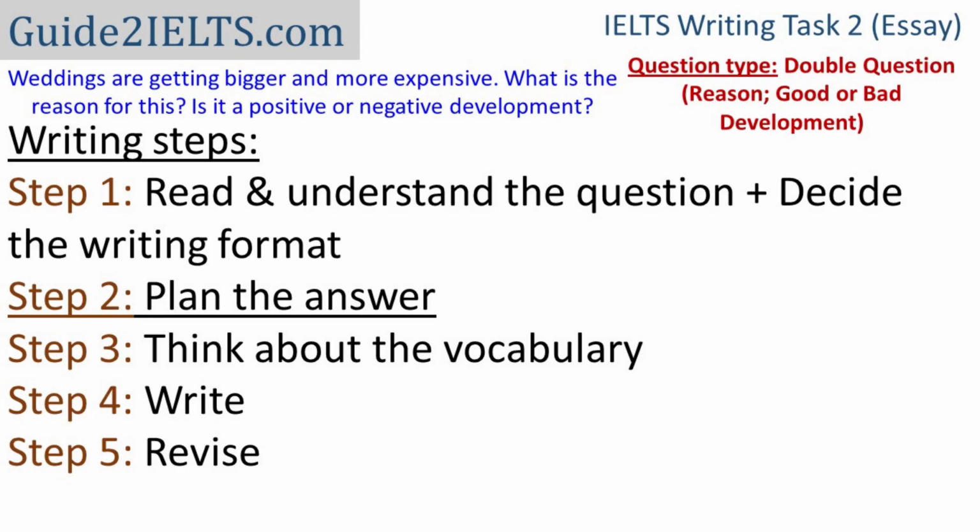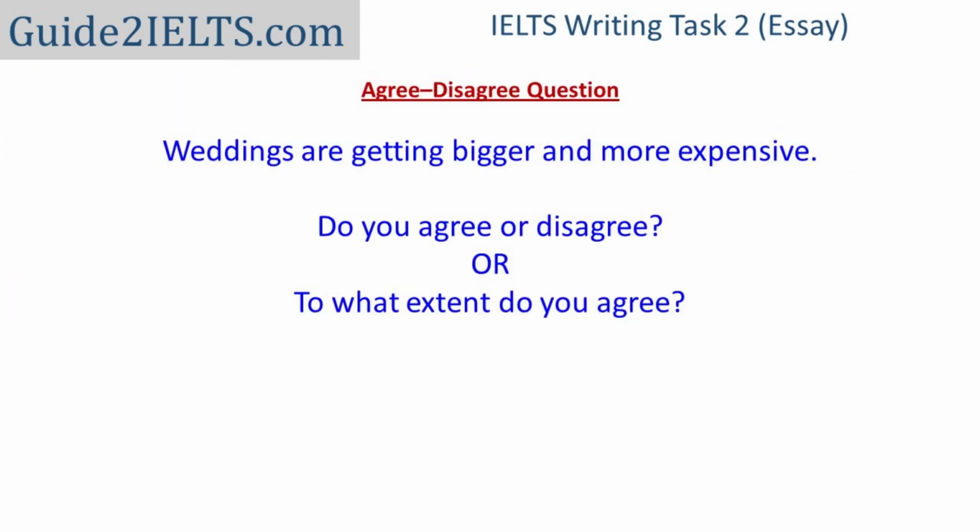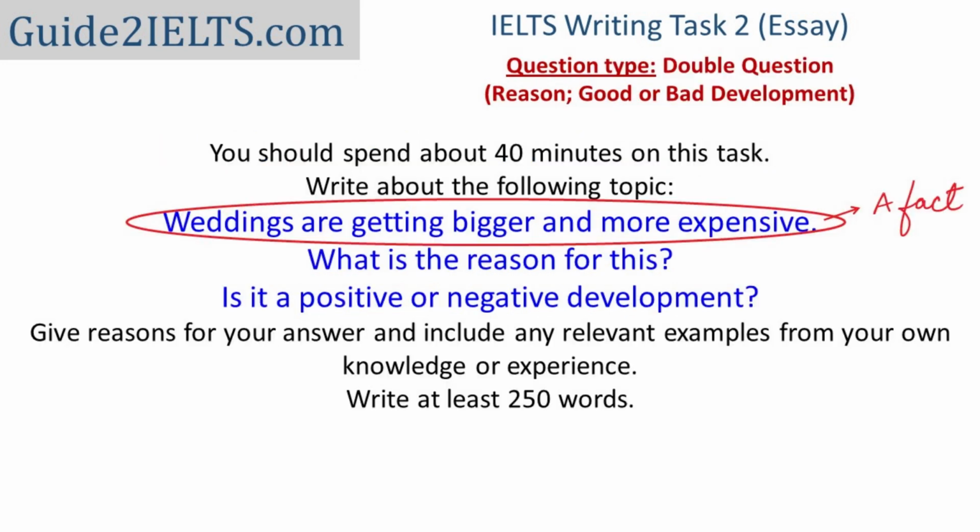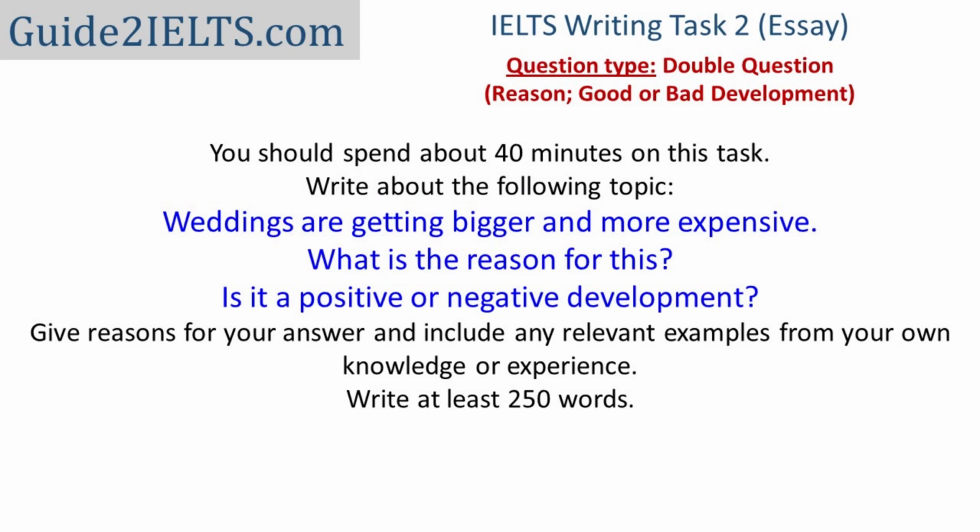The next step in our writing process is planning of the writing. One thing to keep in mind is that it is not an agree-disagree question. You cannot write that no, weddings are not getting bigger, people are having simpler weddings. That is not an option. We have to take the given statement as a fact. Idea generation, that is, what points to write, is something that many IELTS candidates find very difficult.